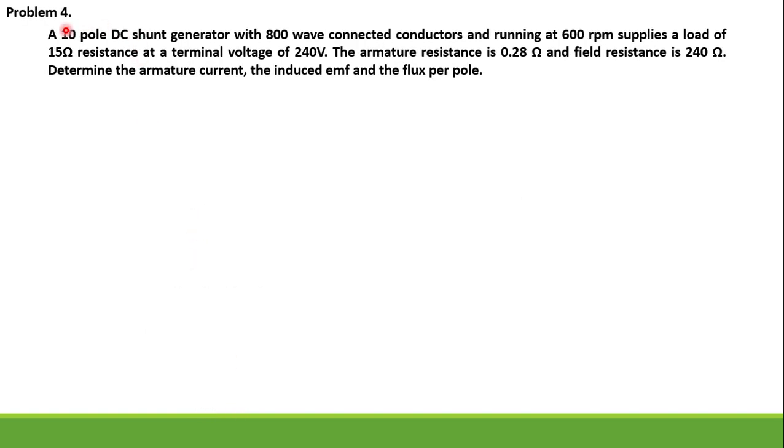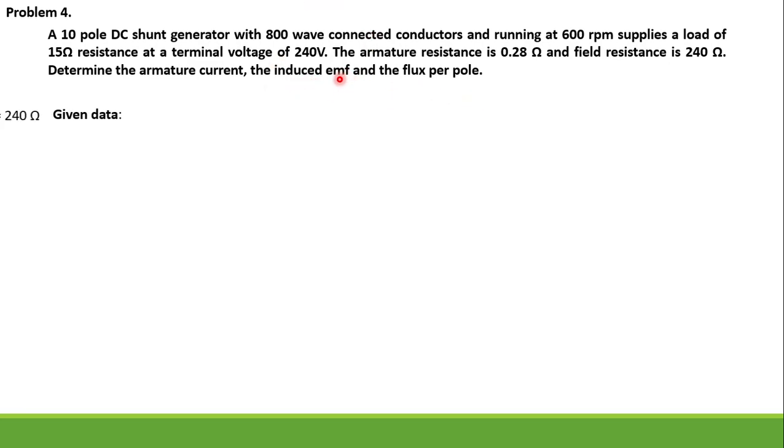Let us take problem number 4. A 10 pole DC shunt generator with 800 wave connected conductors and running at 600 RPM supplies a load of 15 ohm resistance at a terminal voltage of 240 volt. The armature resistance is 0.28 ohm and field resistance is 240 ohm. Determine the armature current, the induced EMF and the flux per pole.